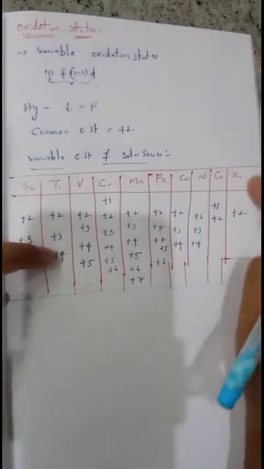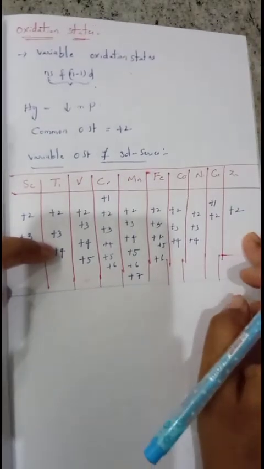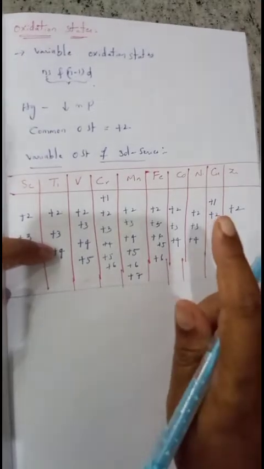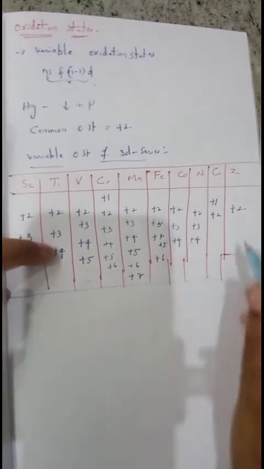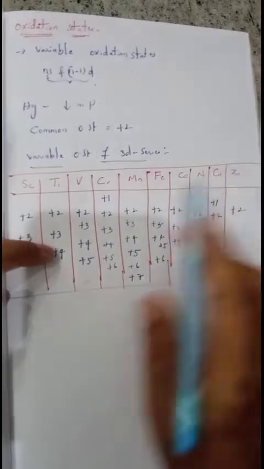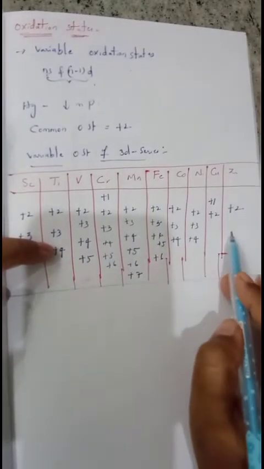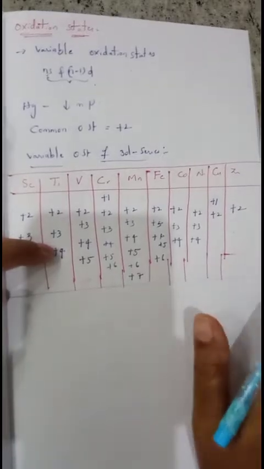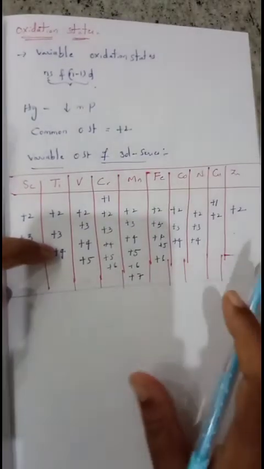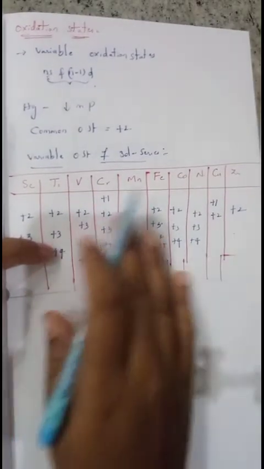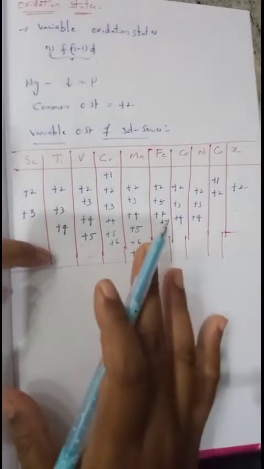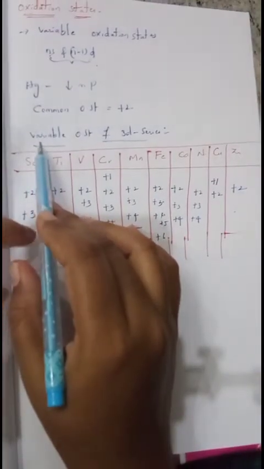Remember, the last elements in each series cannot show variable oxidation states. They show only one oxidation state. Zinc is the last element in this 3D series, so it can show only one oxidation state. More than one oxidation state is not possible for the last elements in each series. Because of showing different oxidation states, D block elements have the property of exhibiting variable oxidation states.